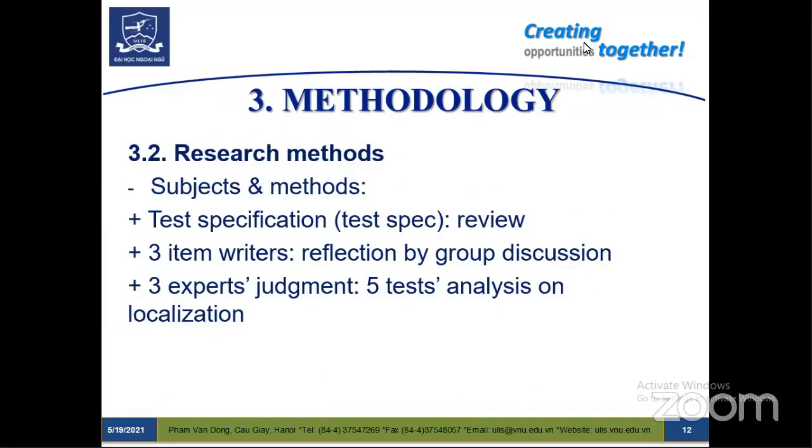In terms of subject and method, as you can see from our research questions, we have three kinds of subjects to study. The first one is the test spec. We're going to review what can be shown in the test spec for localization. The second one is the item writers. Three item writers were involved in our study, and they provided their reflection by group discussion. And then the expert judgment: three experts are going to judge 5 different tests on localization.